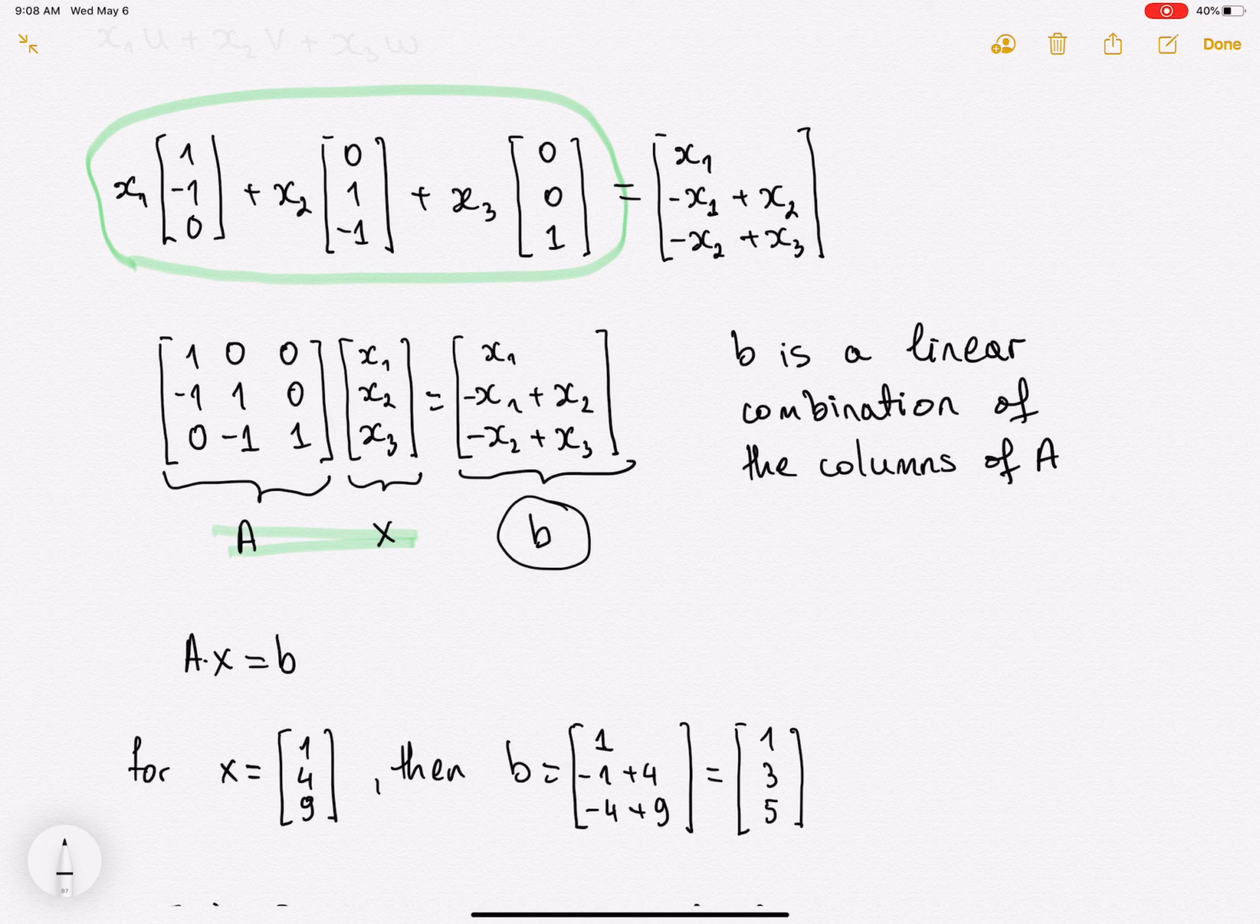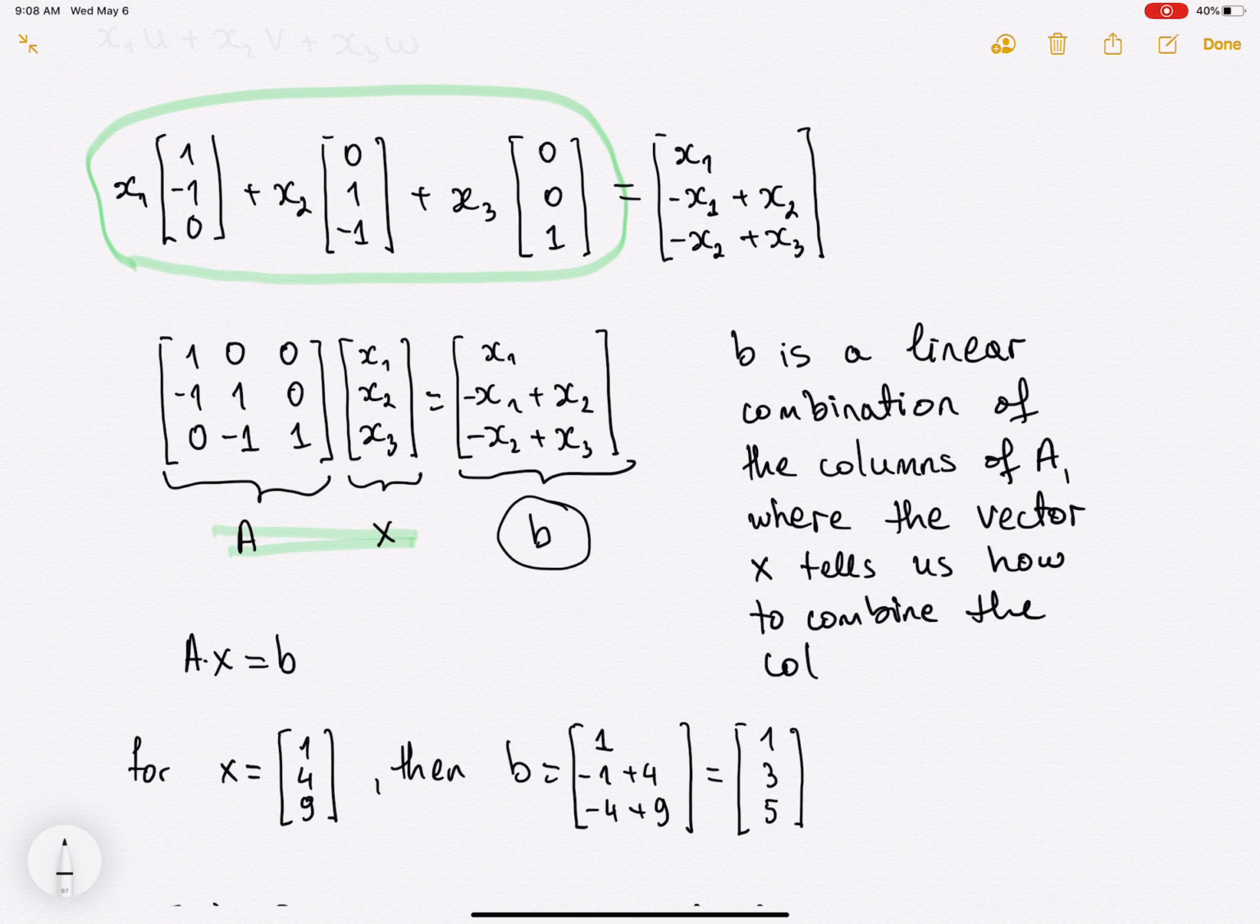This is going to be repeated almost every class until the end of the course. And remember, when you have a linear combination, you need to know exactly how to combine the columns of A. Well, that information is stored in x. So x, the vector x, tells us how to combine the columns of A.